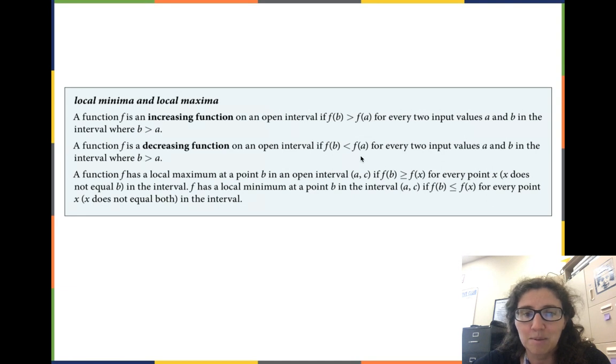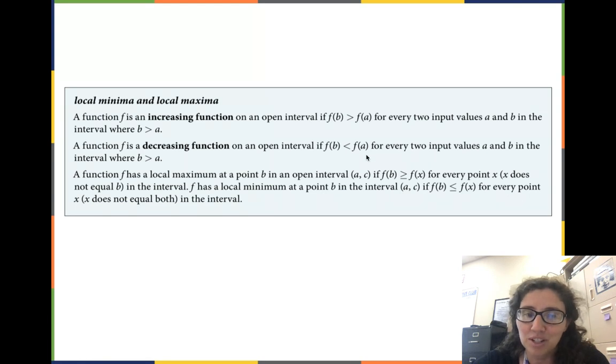Sorry, I'm speaking incorrectly. This is not a local maximum. This is an increasing function, okay? If the output value is greater than the output value for any point, as long as b is greater than a, right? So if you're moving along the x-axis, if you have a point b that's greater than a, so it's farther to the right, if the output value is greater than this, the function is increasing there.